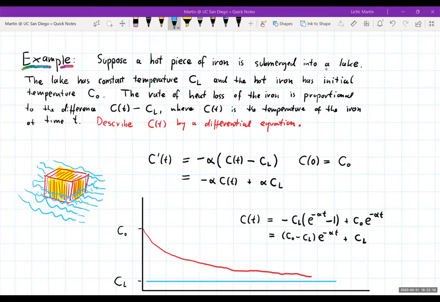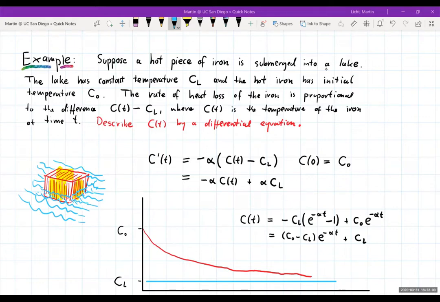Now, C prime of t is the rate of heat loss at time t. It's the derivative of the temperature function at time t. And okay, we know it's proportional to the temperature difference of the piece of iron and the lake. So that is why we've got this factor C of t minus C_L. And okay, it's proportional, so we have some proportionality constant alpha. The precise value of this proportionality constant alpha will depend on specific material properties of the iron and the lake and the water in particular.